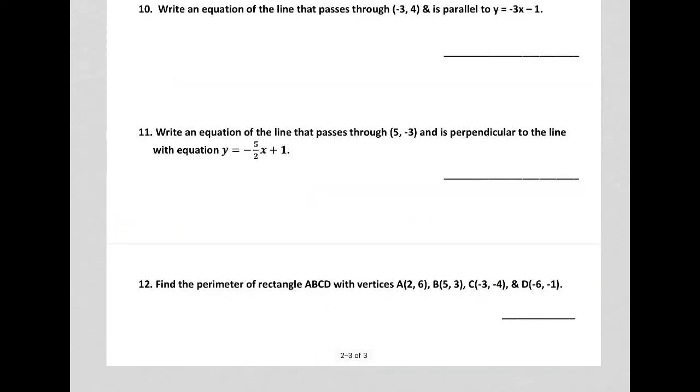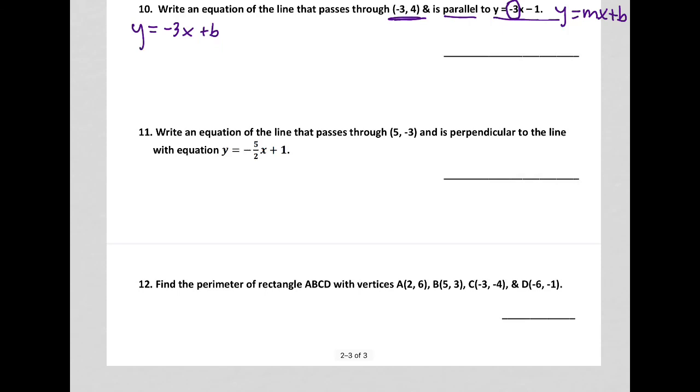Alright, now for number 10, we're writing an equation that passes through the point negative 3, 4 and is parallel to this equation. Well, if we know it's parallel, we know they have the same slope, so basically the only thing that I need out of this equation is the slope, because I know it's going to be y equals negative 3x plus b, because remember our format for our equation is y equals mx plus b.